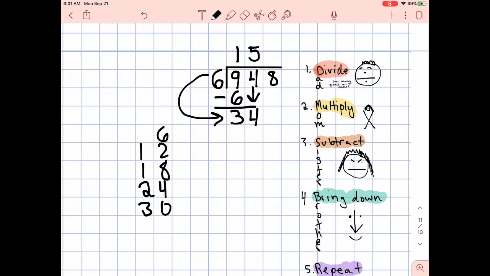5 groups. All right. And how much is all this together? Well, 6 times 5 is 30. And the next step here is subtract. So I'm going to go ahead and subtract here. 4 minus 0 is 4. 3 minus 3 is 0. So I have 4 now. So I'm done with subtract. Now step 4 is bring down the 8. All right, now we have 48.